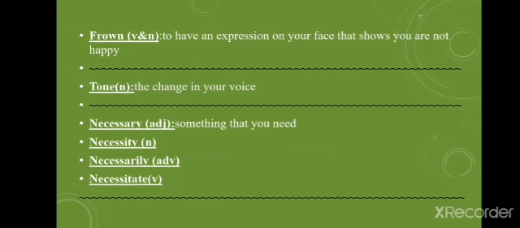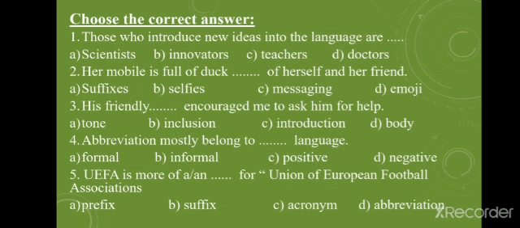Frown, it's a verb and a noun. To have an expression on your face that shows that you are not happy, that you are angry. Tone, the change in your voice. Necessary, that is the adjective, something that you have to do. Necessity, necessarily, and necessitate, that is the verb.